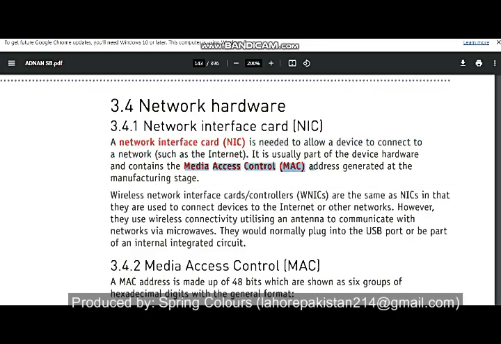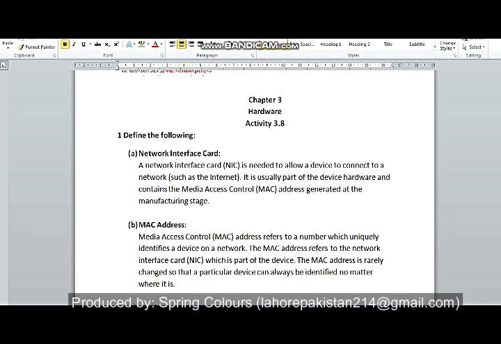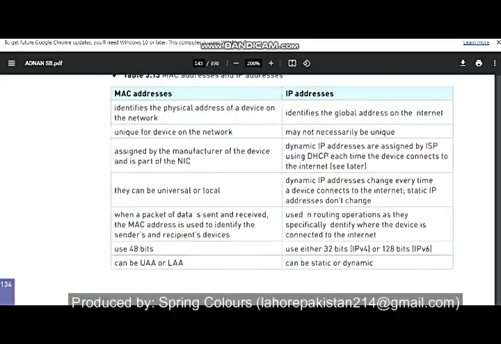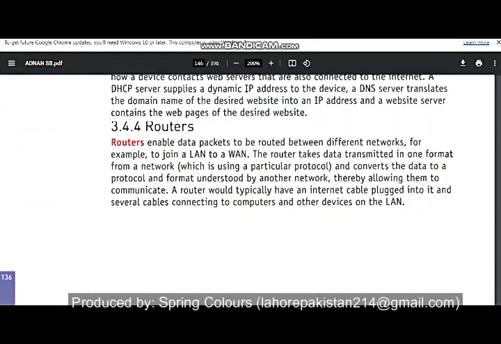I have written the same explanation: a network interface card is needed to allow a device to connect to the network such as the internet. It is usually part of the device hardware and contains the MAC address also. As you can see, I have written the same answer over here. Now let's move on to the second definition.